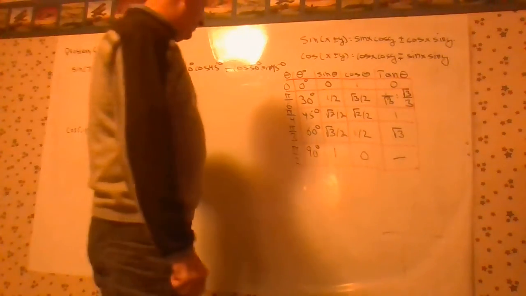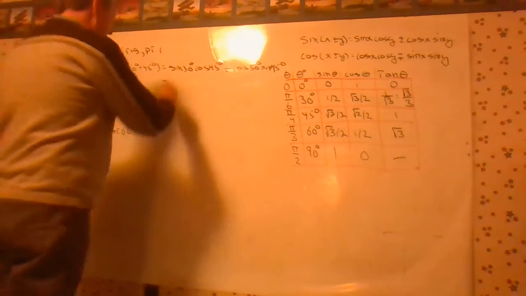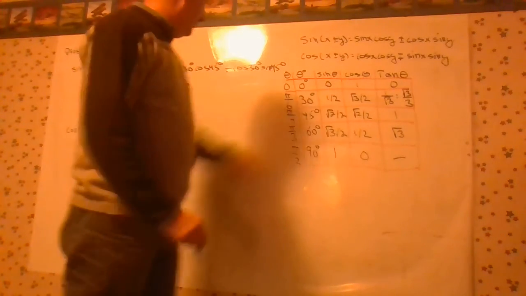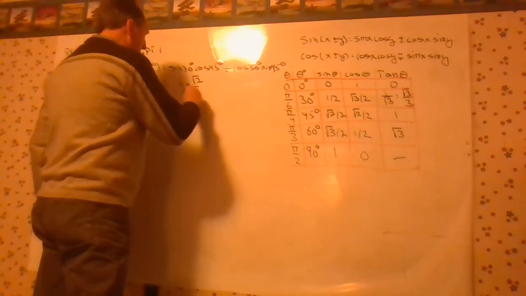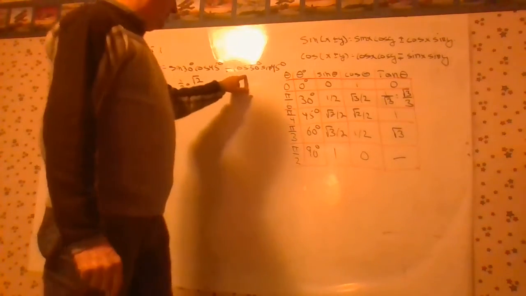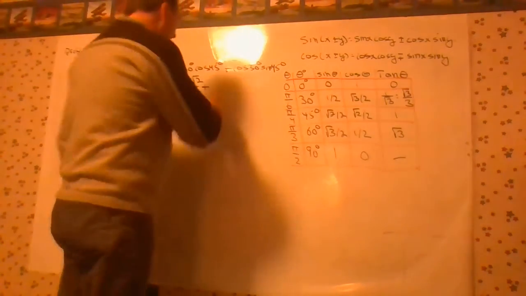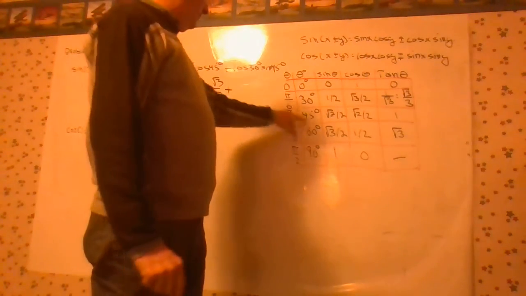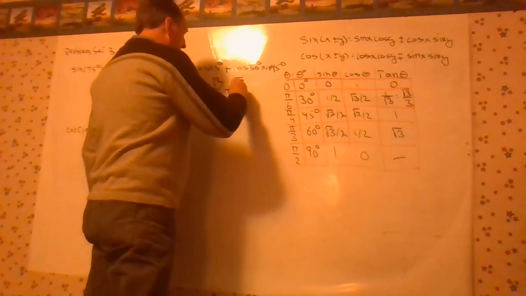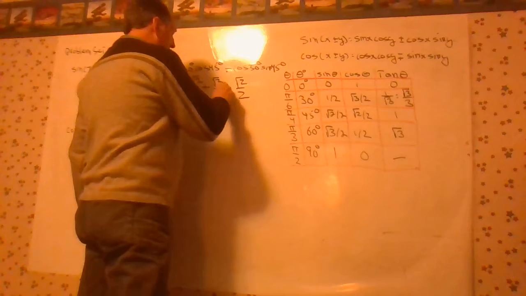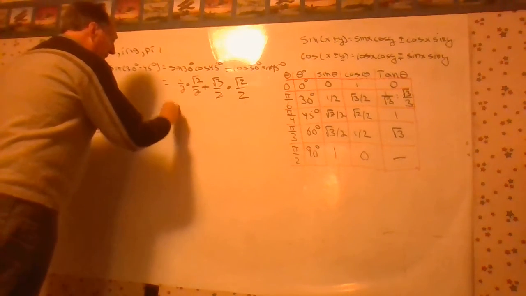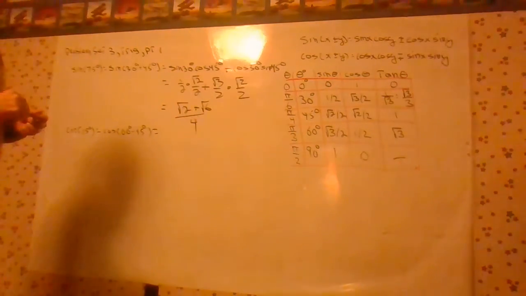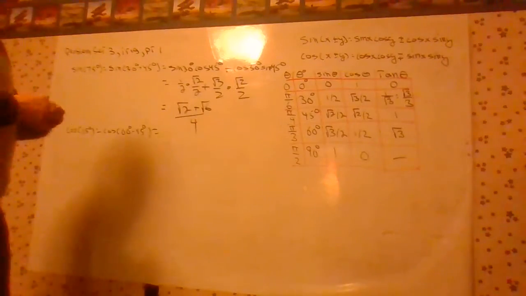Sine 30 degrees is equal to 1/2. And then cosine 45 is square root of 2 over 2. And then cosine 30 is equal to square root of 3 over 2. And then sine 45 is equal to square root of 2 over 2. Nope, that's times. And so that's square root of 2 plus square root of 6 over a common denominator of 4. That's an exact value that we can derive.